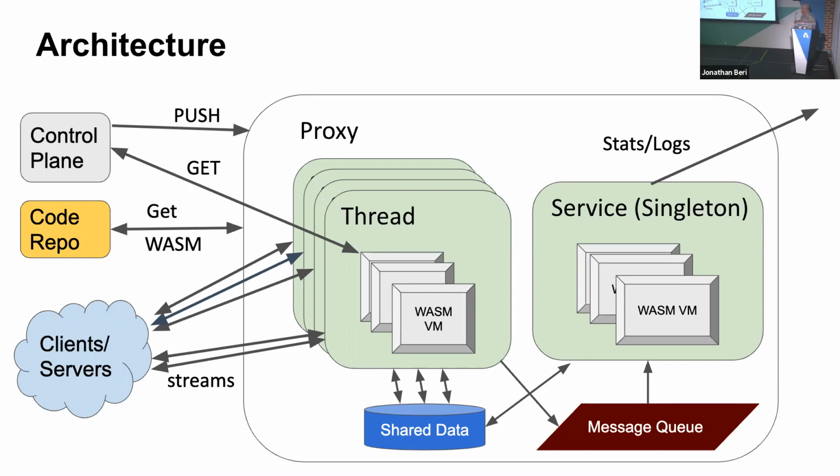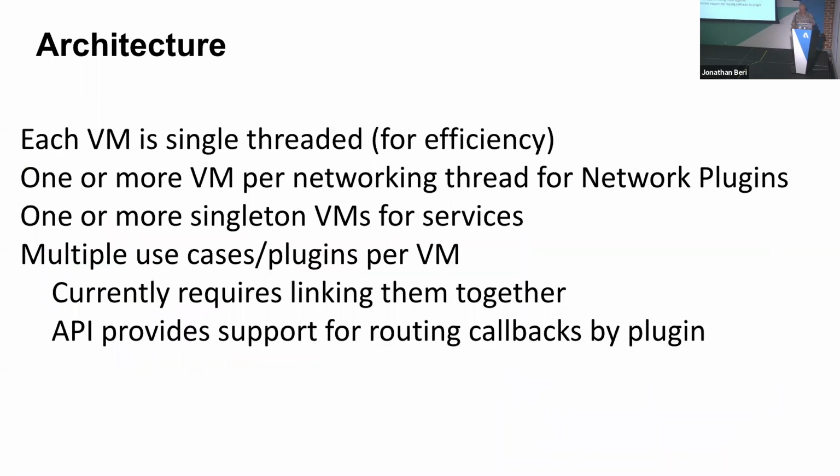collect all that information. And then in order to communicate between these things, we have both shared data and also message queues. So you can send a message to, say, a service, telling it what you want it to do, and that's how we manage the inter-thread communication. Okay. So I think this is basically just in words what I said before about the architecture, that each VM is single-threaded, etc.